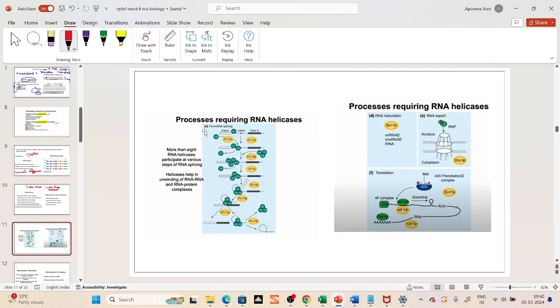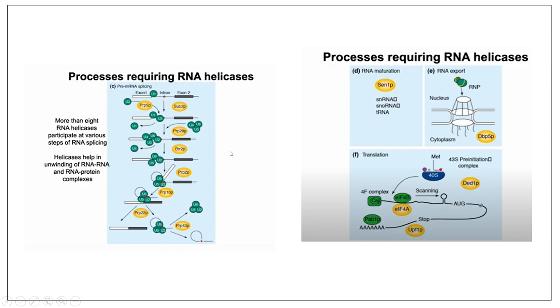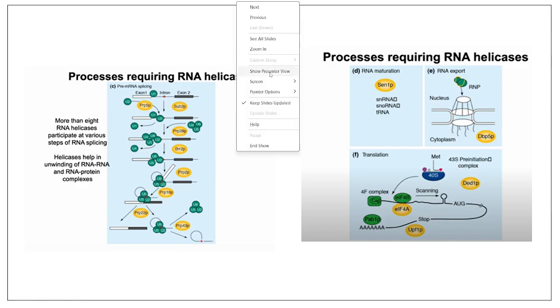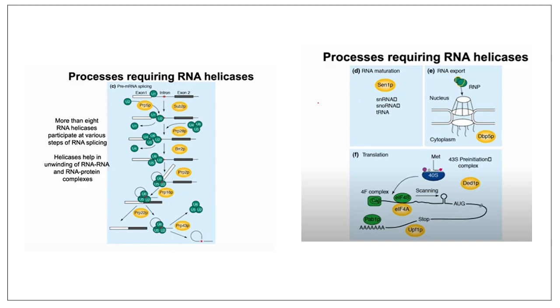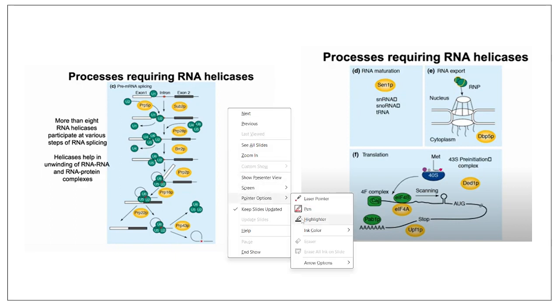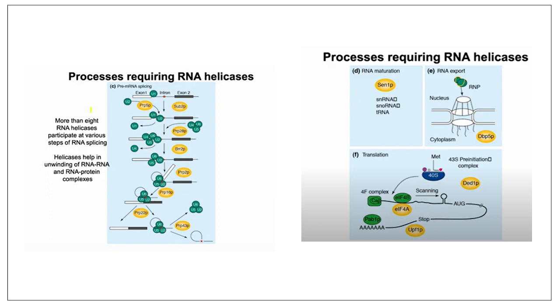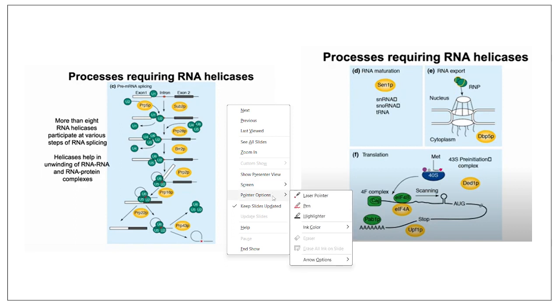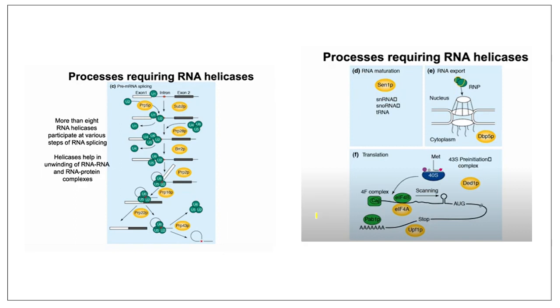So RNA helicase is required for pre-mRNA splicing. The first function of RNA helicase is pre-mRNA splicing.